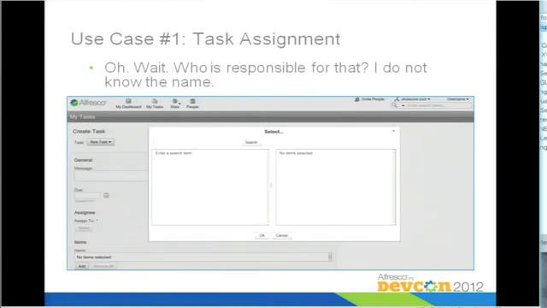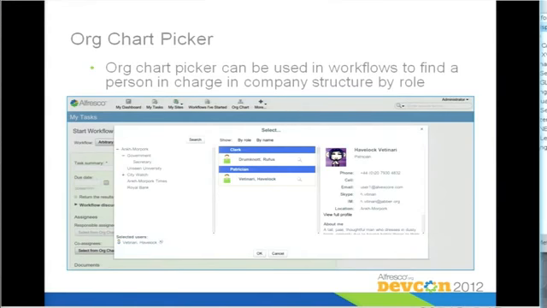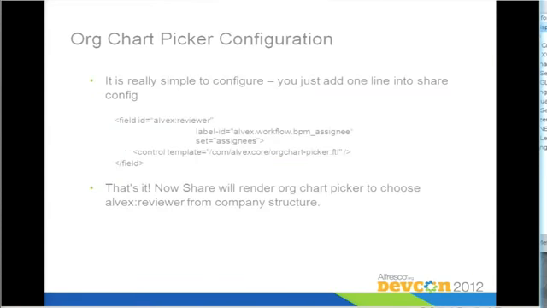And here's the first use case. You want something to be done, but you don't know the right person to assign the task to, and how should you find the assignee in this case? If you have an org chart, then things become much simpler, because you go through the organization structure, find the unit, find the department, find the role, and just pick the right user and assign the task to the right guy.